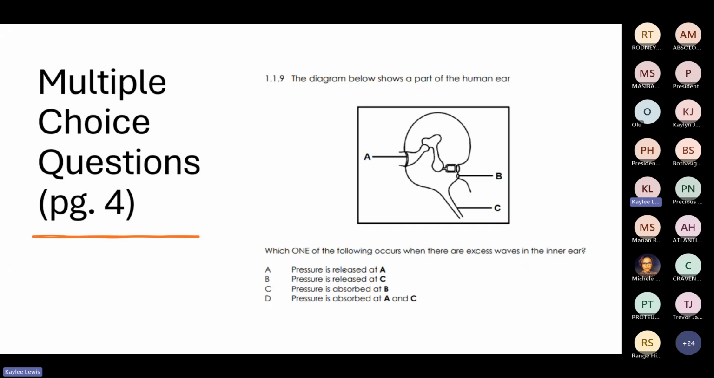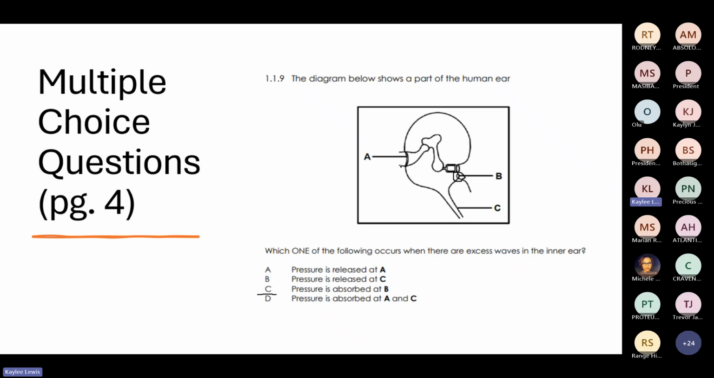So the question says, which one of the following occurs when there are excess waves in the inner ear? We don't want the excess waves to go back into the cochlea because that will distort the sound. So we want to absorb those pressure waves. We don't want it to go out again because that will cause an echo. So which one is going to absorb it? Your answer is going to be B. It would be your round window, which would absorb any excess waves.